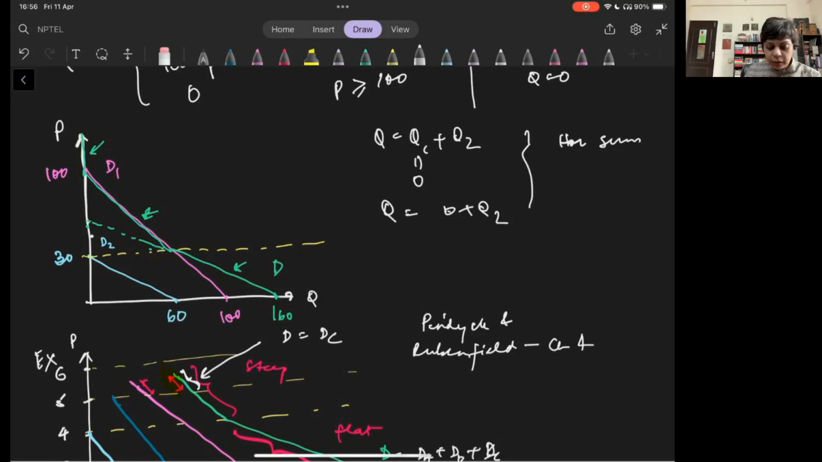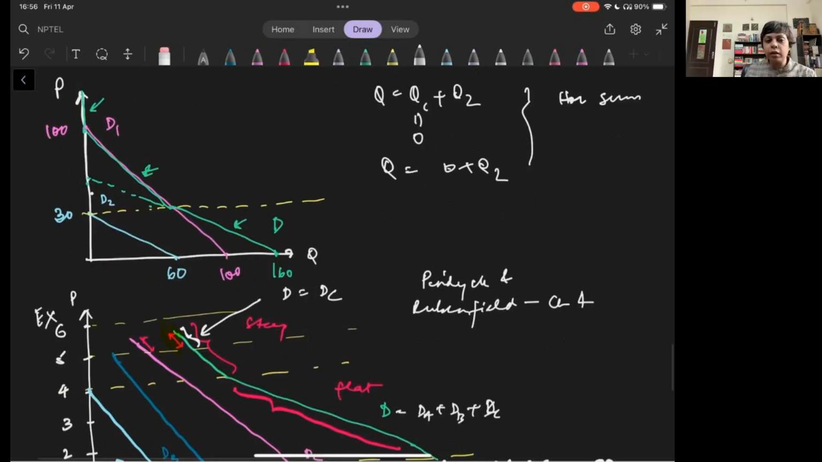Yes. And even in this diagram, if you see the market demand curve, which is green, it is flatter than the blue curve and it is as steep as the pink curve. Which means the market demand curve is always going to be at least as flat as one of the individual demand curves and at most as steep as one of the individual demand curves. In case there are only two, that is all you can compare with.